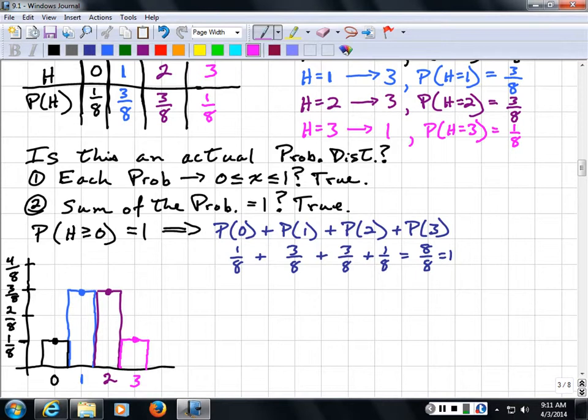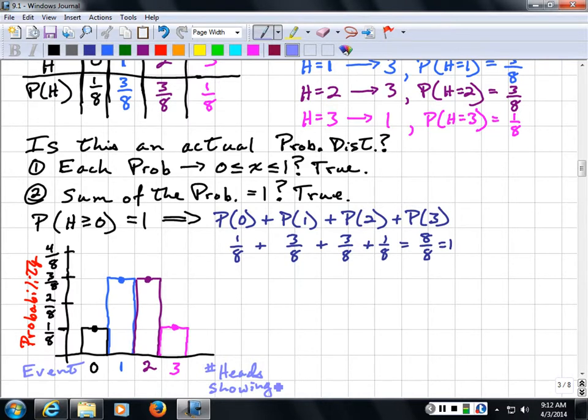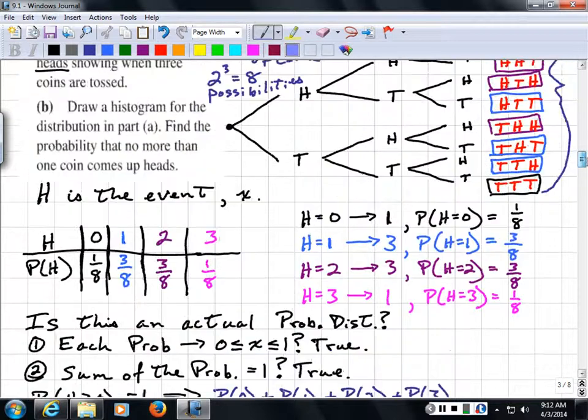Now remember, this right here is your probability. And this down here is your event, the number of heads showing. But I haven't completed the problem yet, have I? Because I need to find the probability that no more than one head is showing. Is that what it says? Yeah.